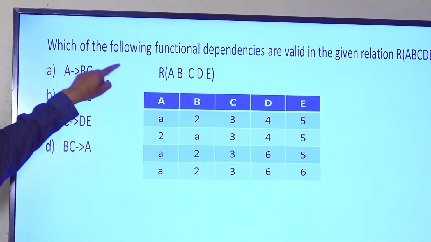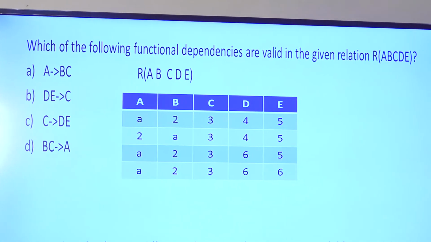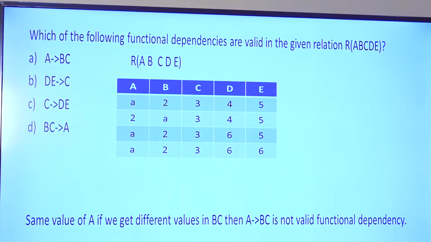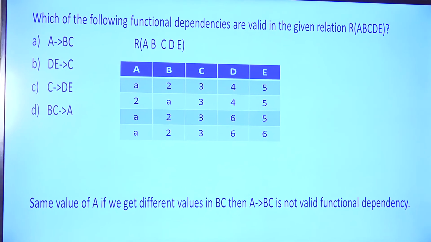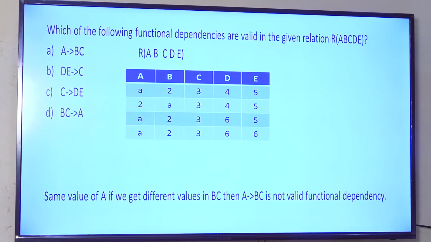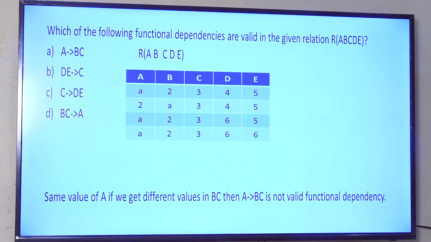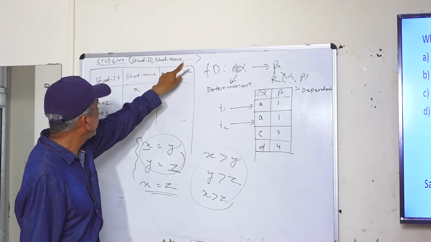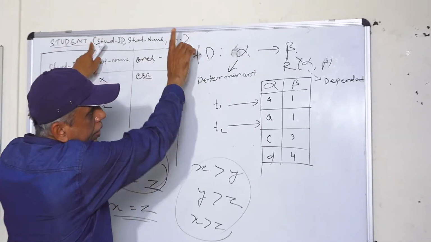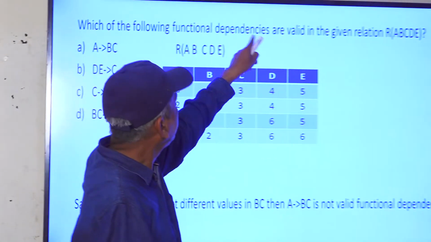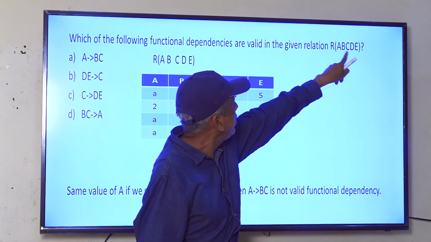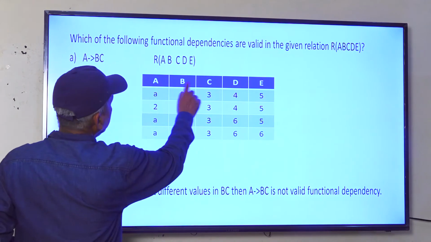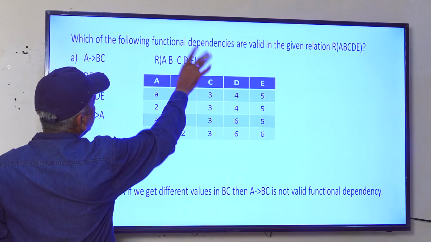Consider which of the following functional dependencies are valid in the given relational table R(A, B, C, D, E). Previously I told you, student is the table name. Within this, all these are the attributes, separated by commas and enclosed within parentheses. So this is your table name with attributes A, B, C, D, E. How many attributes? 1, 2, 3, 4, 5. 5 attributes within this, R of A, B, C, D, E.